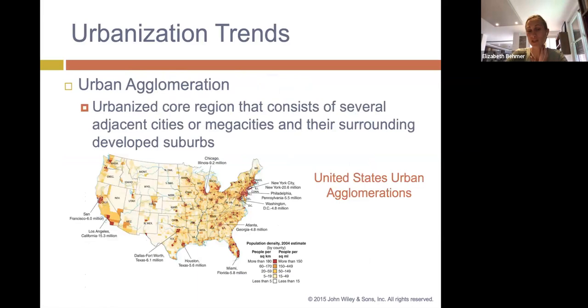Urban agglomeration is when an urbanized core region consists of several adjacent cities or megacities and their surrounding developed suburbs. Los Angeles is a huge example of that, an urbanized core region including not only the city of Los Angeles, but the sprawl. We have San Francisco, New York City, Philadelphia, Washington, D.C., Miami is a big one, many cities in Texas, Dallas, Houston, and so forth, Chicago.